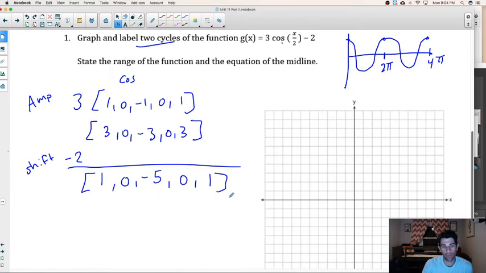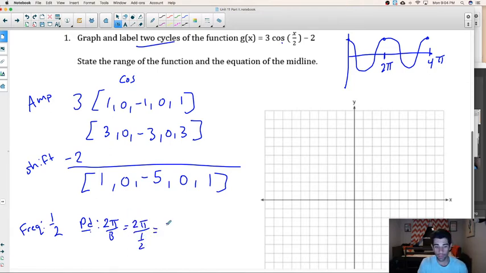Now, let's figure out how long it took to complete one cycle in this question. The frequency was x over 2, which means it's 1/2. To find the period, you would do 2 pi over b, 2 pi divided by 1/2, so 2 divided by 1/2 is 4, so it's 4 pi. It took 4 pi to complete one cosine function. They want 2, so we have to go all the way to 8 pi, because that would be 1 cycle, and that would be 2 cycles.